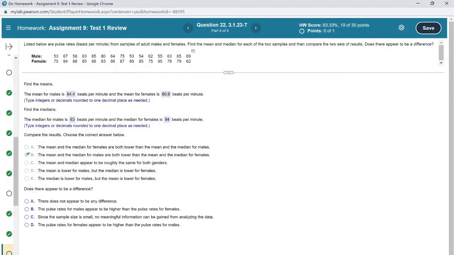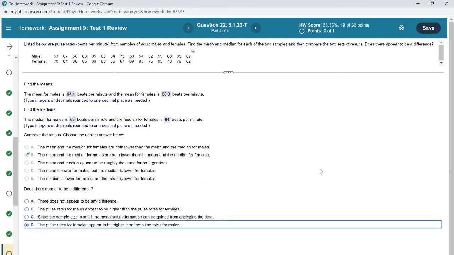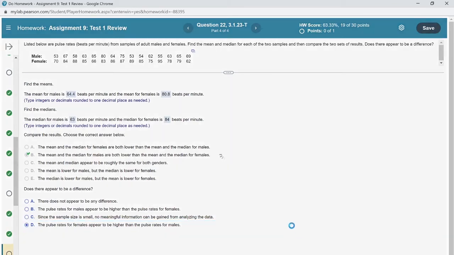Does there appear to be a difference? There does not appear to be any difference. The pulse rate for males appears to be higher than the pulse rate of females. Since the sample size is small, no meaningful information can be gained from analyzing the data. The pulse rate for females appears to be higher than the pulse rate for males. That is the right option for sure, we can say. That's why we're going to choose that one.